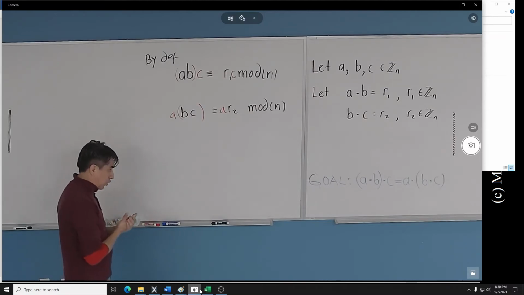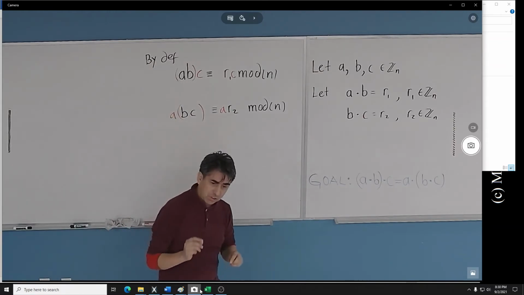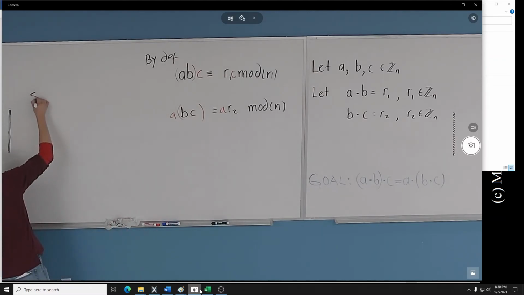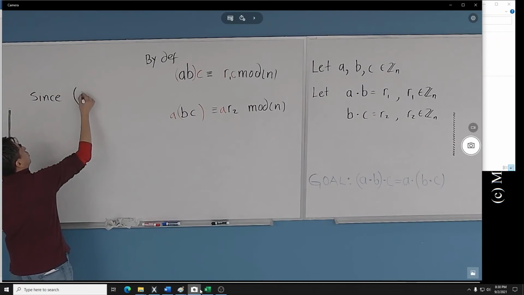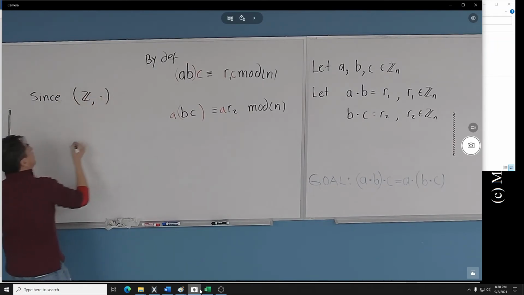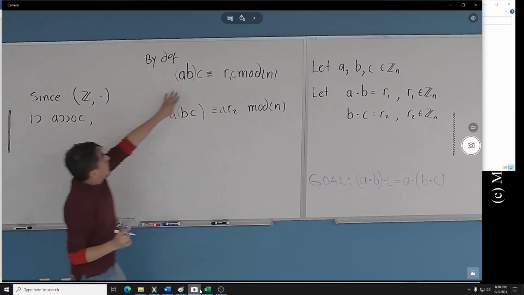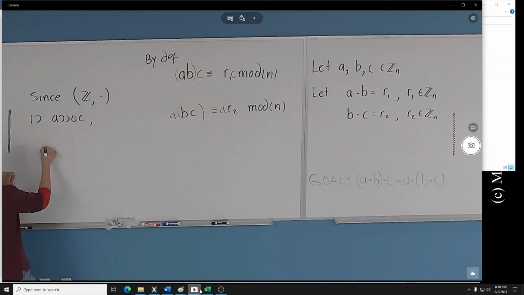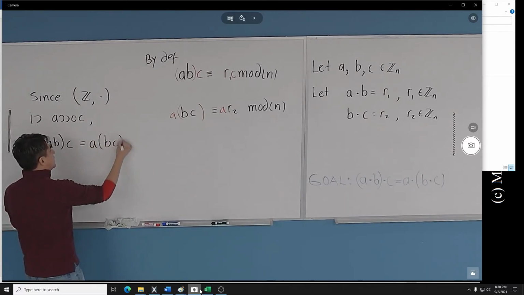Now, observe. These are normal multiplications of integers. So we know that multiplication of integers is associative. So since the structure Z with multiplication in Z is associative, these two expressions are equal. So the quantity AB times C equals A times the quantity BC.